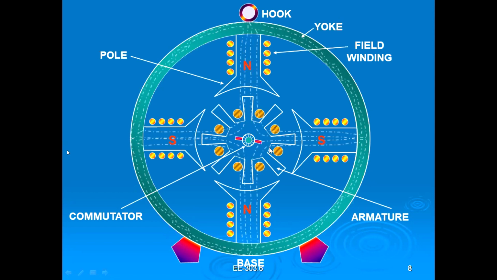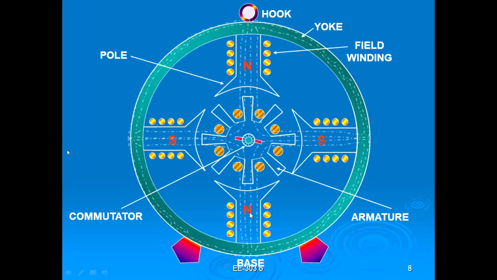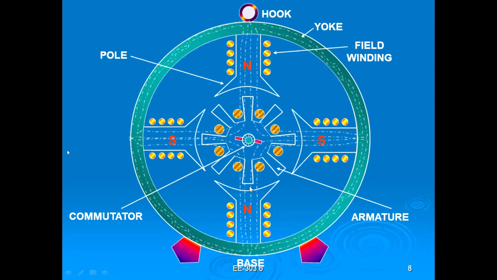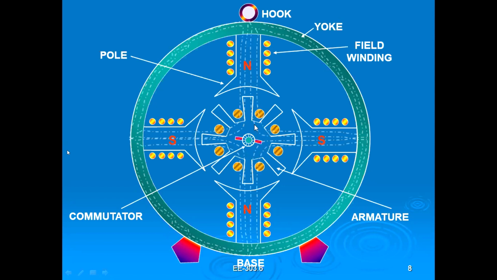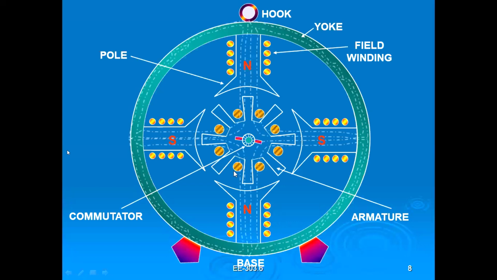Here, what is the yoke? That yoke is the magnetic field transferring area. The magnetic field is transferred through it from the north pole to the south pole. Am I clear? The magnetic flux lines flow like this.